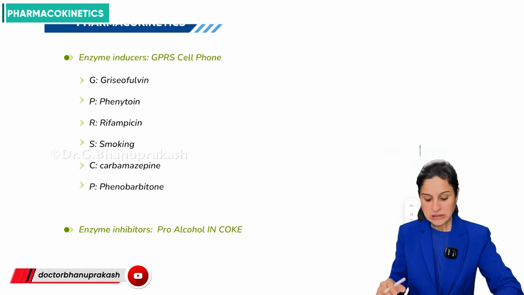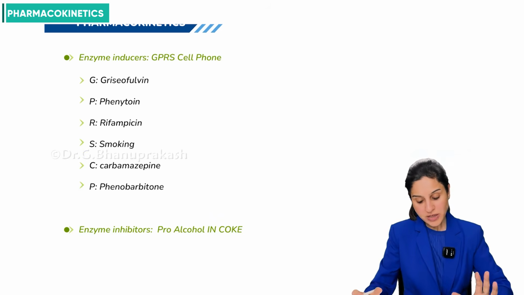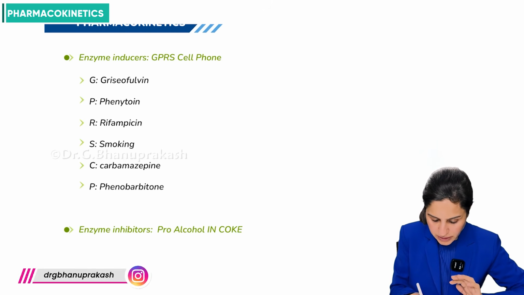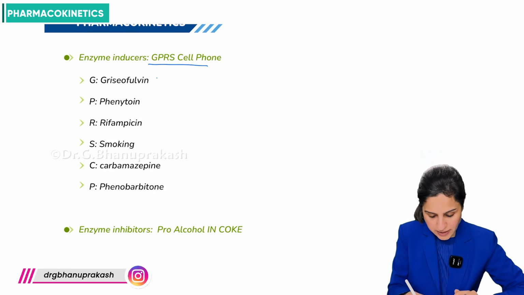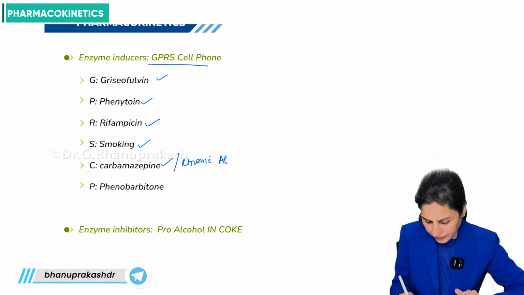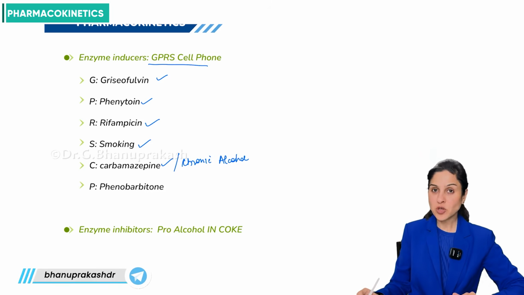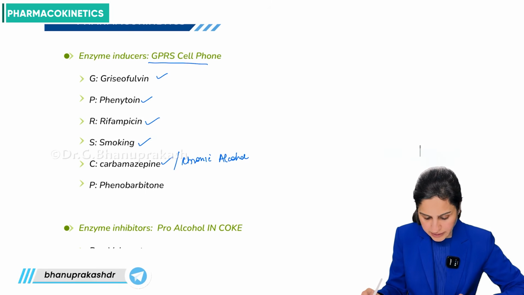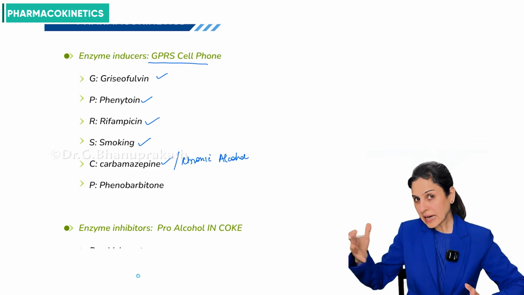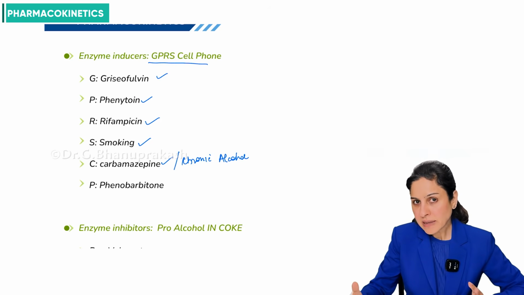Then moving on to the other important examples, which are of the enzyme inducers and enzyme inhibitors. Enzyme inducers, remember a mnemonic, GPRS cell phone. That is griseofulvin, phenytoin, rifampicin, smoking, carbamazepine, and another one you can remember with C is chronic alcohol intake, and phenobarbital. Right? So these are the enzyme inducers. Whenever you give them with any other drug, they will increase the metabolism of the other drug.